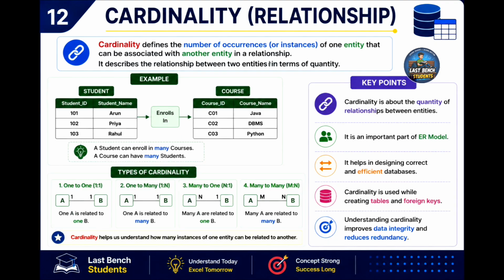Cardinality describes the relationship between two entities by showing how many instances of one entity can be associated with another. The 4 common types of cardinality are one-to-one, one-to-many, many-to-one, and many-to-many. Understanding cardinality helps us design efficient databases and maintain proper relationships between tables.